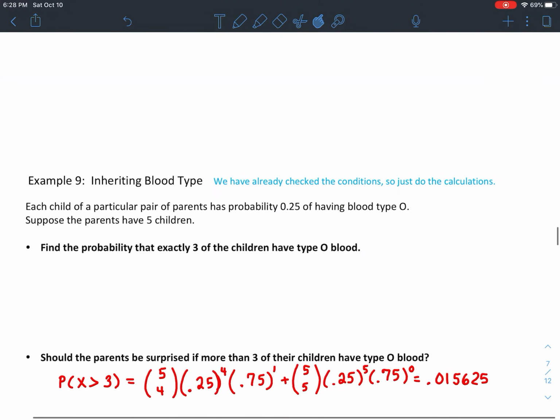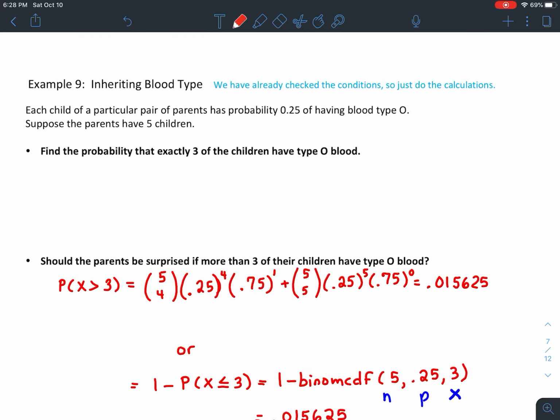Okay, on the next page here, this is just piggybacking off of that exact same example that we had just looked at. It is mentioning here that we've already checked these conditions, so we're not going to go back through and check the BINS conditions again, but it says each child, keep in mind, has a probability of 25% of having type O blood, and we're still talking about 5 children in a family. Now we want to find the probability that exactly 3 children have type O blood.